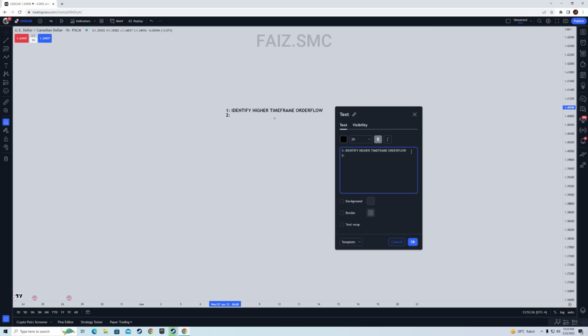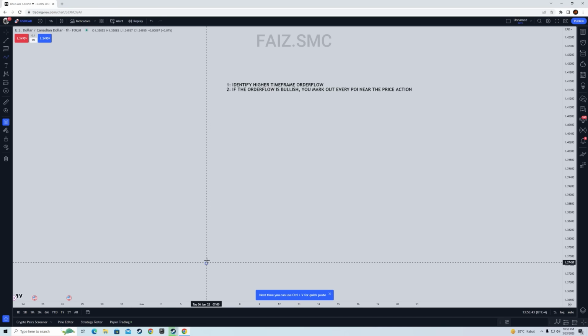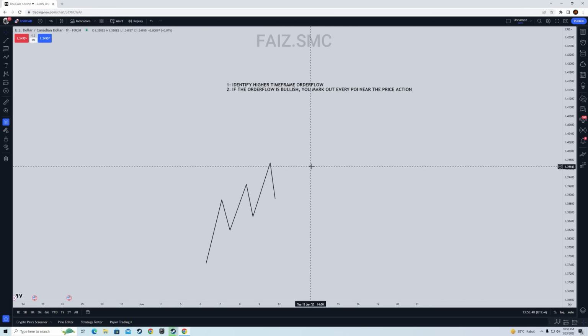Number two, if the order flow is bullish, you mark out every POI near the price action. Let me show you what it's going to look like. Let's say we're on the 4-hour time frame and we see that the trend is bullish. Now, what is order flow? It's basically when the price is continuously respecting the bullish fair value gap or a bullish order block, then the price is considered to be in a bullish order flow.